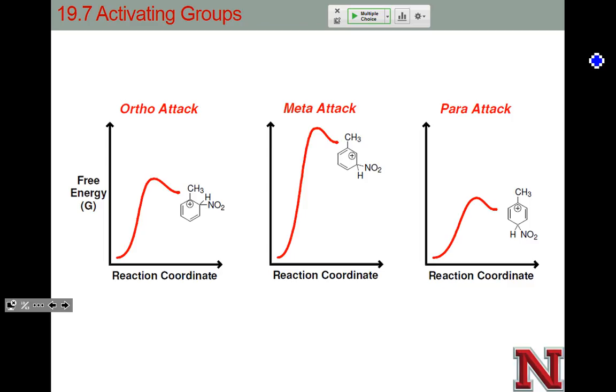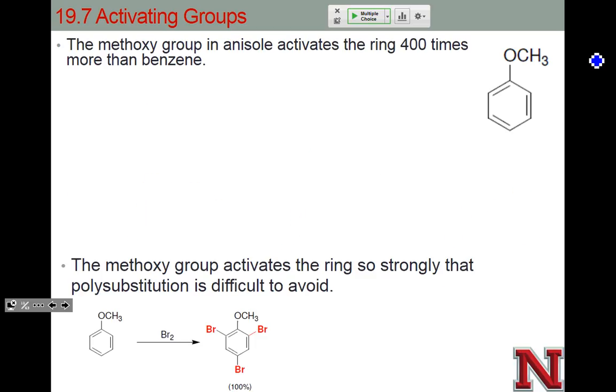CH3 is the only special one where you get a little bit more ortho. You don't see that in the others, but you get almost no meta. There are stronger activation groups than CH3. Our R groups only stabilize our carbocation through induction. But if we have the possibility of resonance stabilization of that carbocation, remember resonance always wins over induction, we're going to have an extra activating group, or what we call a stronger activating group.